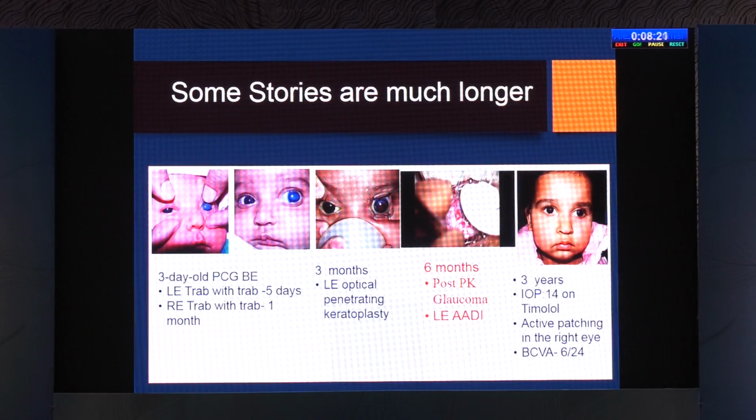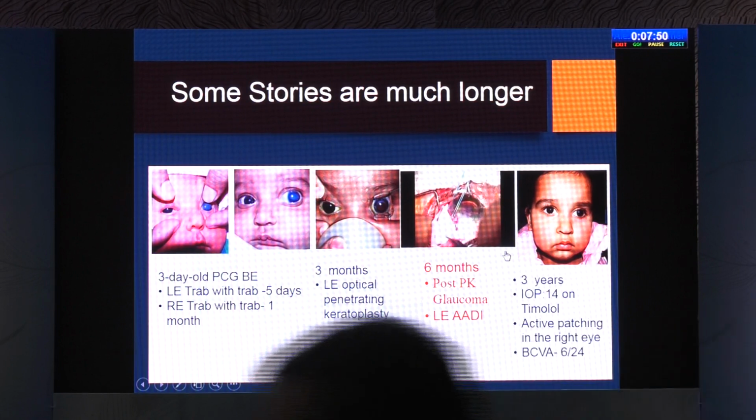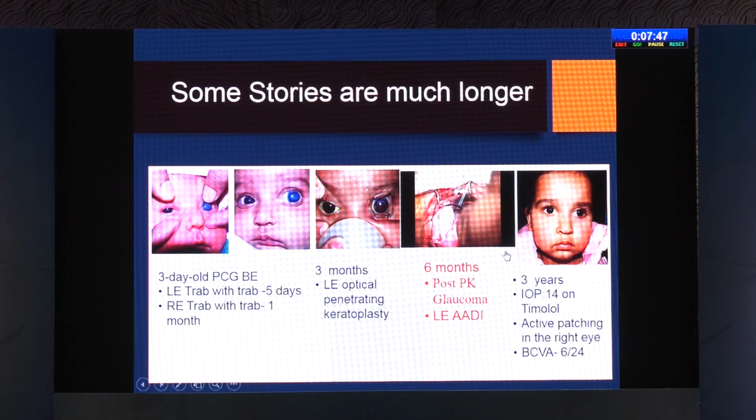So this 3-day-old PCG, for instance, who came with left eye trab with trab at 5 days old and right eye at 1 month, and a persistent corneal scar in spite of pressure control. So you push for OPK, and once you push for the OPK, they come back to you with severe post-PK glaucoma, and then you put in the ADI. And 3 years on, the pressures are 14 on timolol, active patching in the right eye, and best corrected vision in this eye now 6/24, but we hope to get it down because she's just 3 years old as yet.